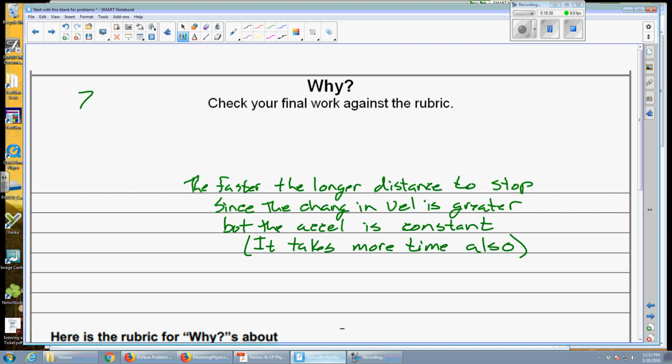Right? To change anything, it takes some amount of time. If you're moving and you're changing your motion, you're also going to move some distance during that time, or some displacement. That's just kind of truths of life. So if I'm moving faster, it's going to take more time for that acceleration to change my speed, because there's more speed to change. Therefore, more time is going to take a longer distance.